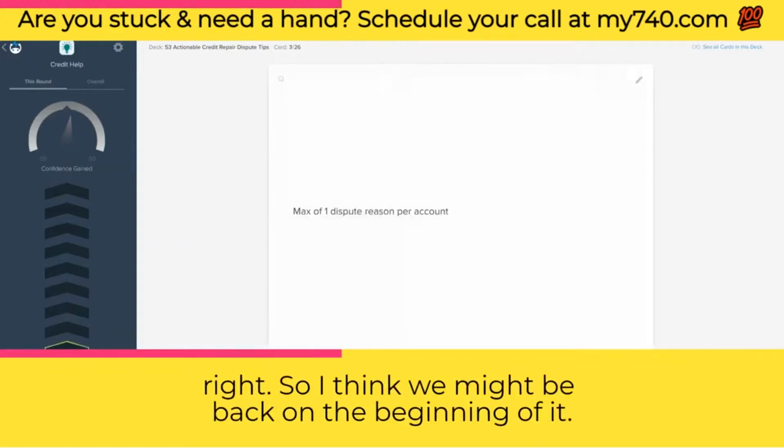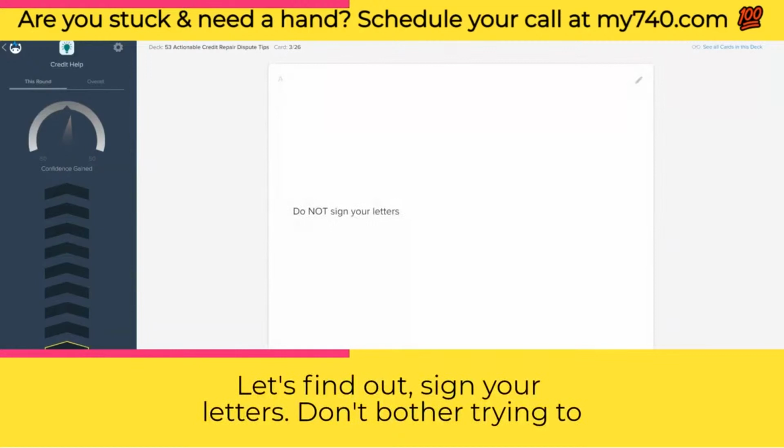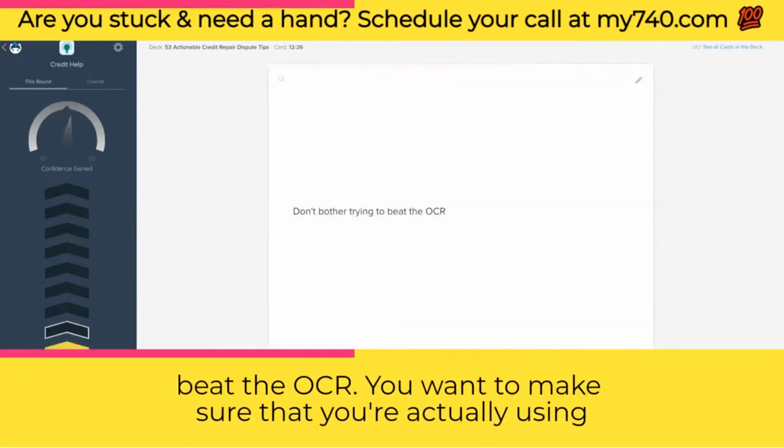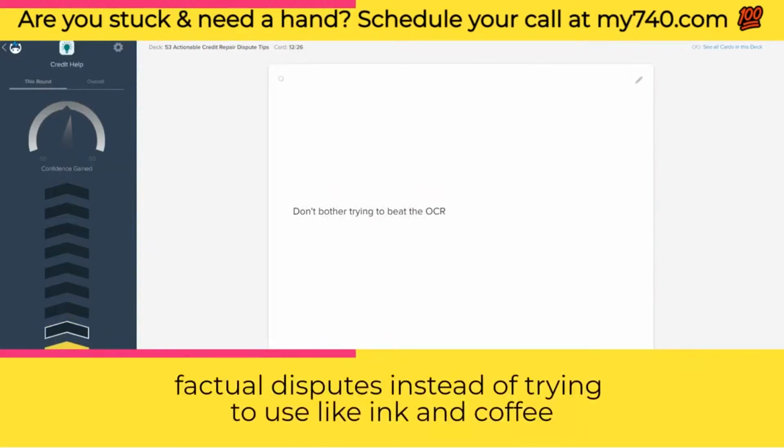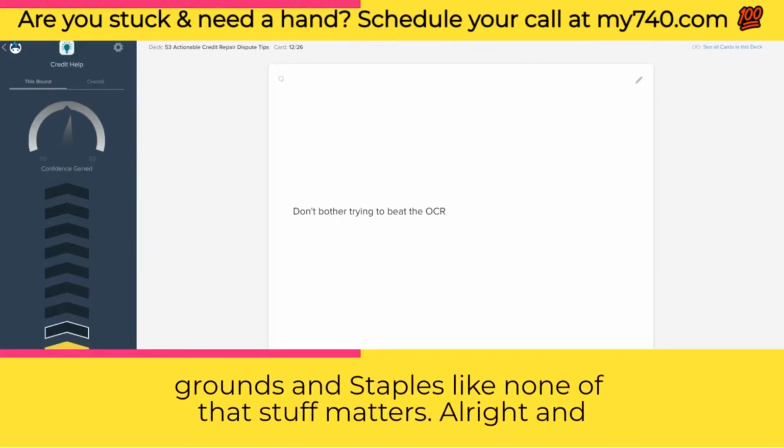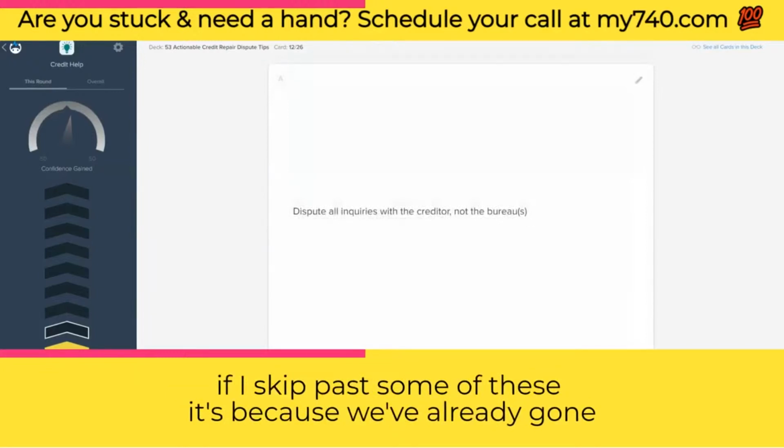All right. So I think we might be back on the beginning of it. Let's just find out. Sign your letters. Don't bother trying to beat the OCR. You want to make sure that you're actually using factual disputes instead of trying to use ink and coffee grounds and staples. None of that stuff matters. All right. And if I skip past some of these, it's because we've already gone over them.